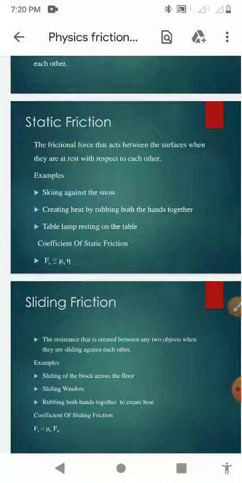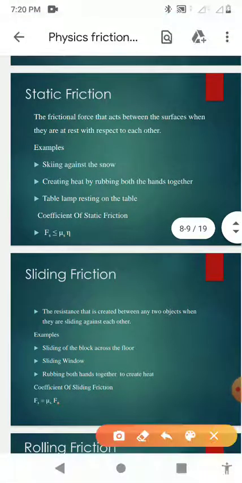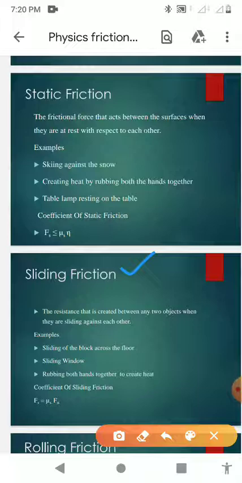Okay, now we will see the second type of friction, that is sliding friction. Basically, when we define sliding friction, it is the resistance that is created between any two objects when they are sliding against each other. So that type of friction is known as sliding friction. When any two surfaces slide against each other, the generated frictional force is known as sliding friction.